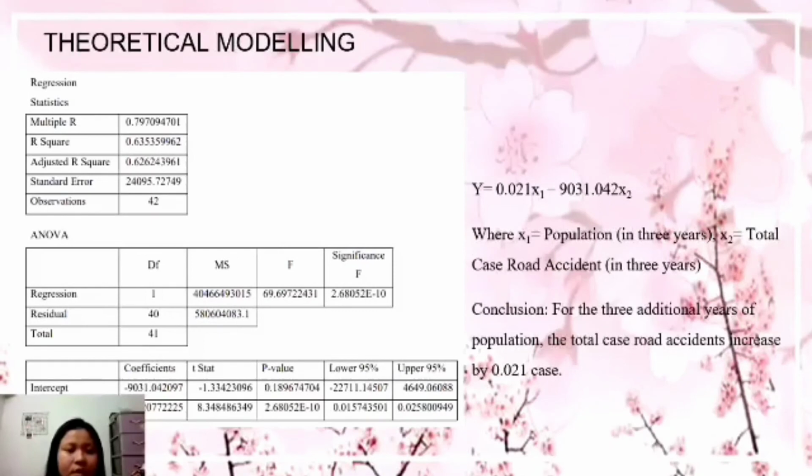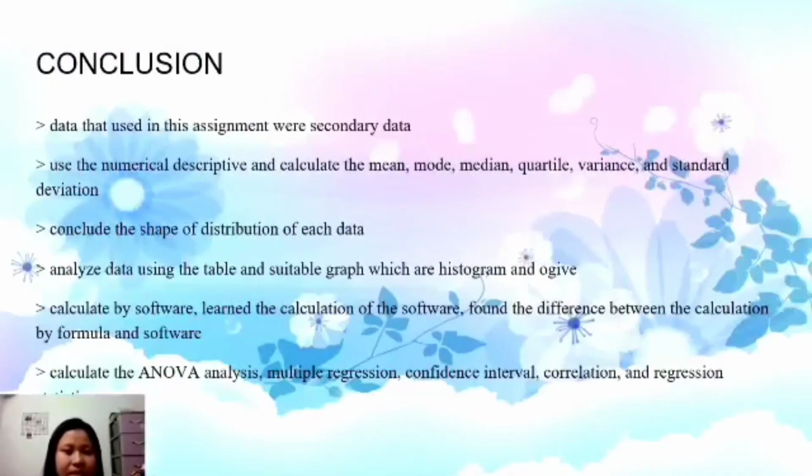This slide is showing the theoretical modeling. Based on the calculation of this paper, we have concluded a linear regression with y equal to 0.021 x1 minus 9031.042 x2. x1 is the populations in 3 years, and x2 is the total case of road accidents in 3 years. And we have made a conclusion that for the 3 additional years of populations, the total case of road accidents has increased by 0.021 cases. And the last slide is our conclusions.